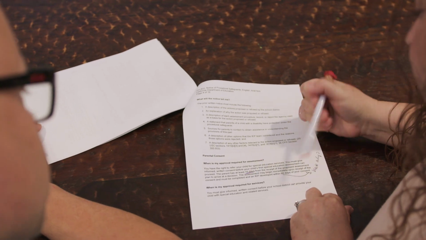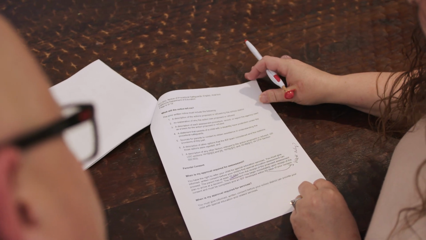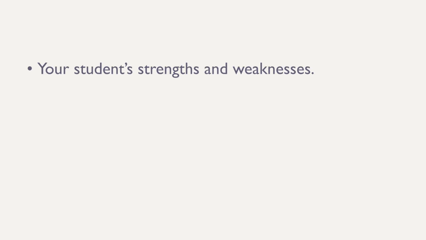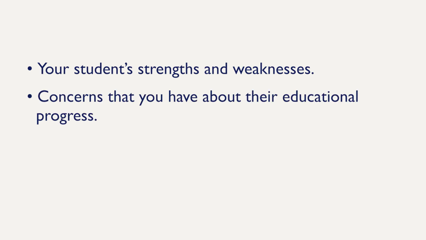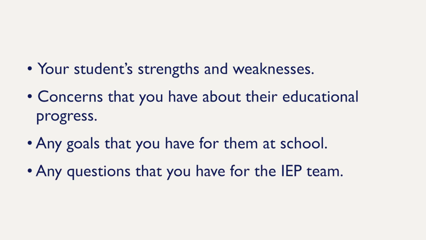Once you have gathered this information, take a minute to write down the following and bring them to your IEP meeting. Your students' strengths and weaknesses, concerns that you have about their educational progress, any goals that you have for them at school, and any questions that you have for the IEP team.